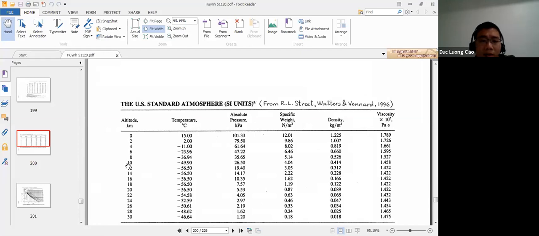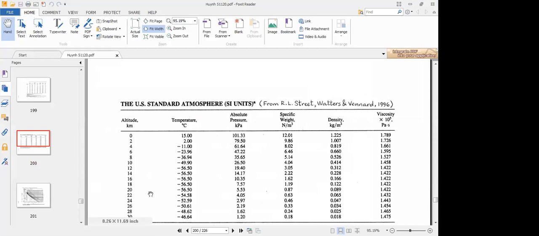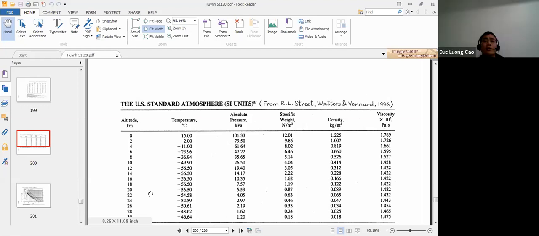2,000 is okay. 10,000 is okay, but 5,000? How to find the temperature, pressure, and the density at 5,000 meter altitude when you don't have 5,000 in the table? How to find? Can you take the average of 6,000 and 4,000? Yeah. Interpolate.